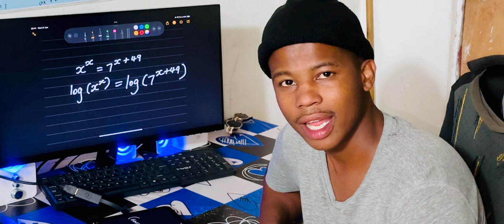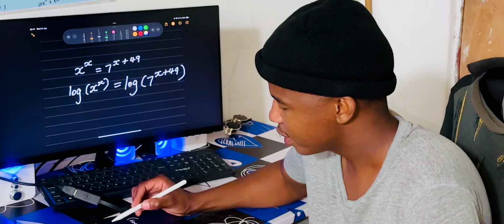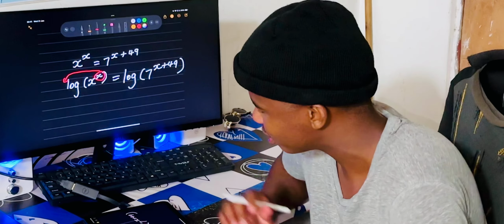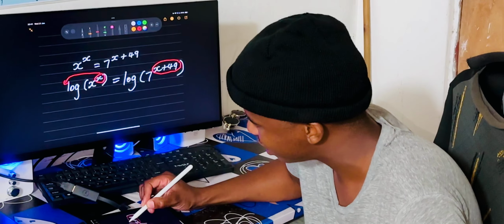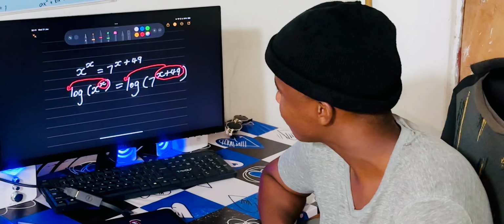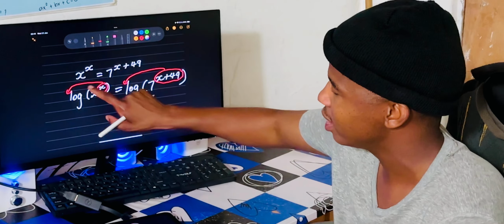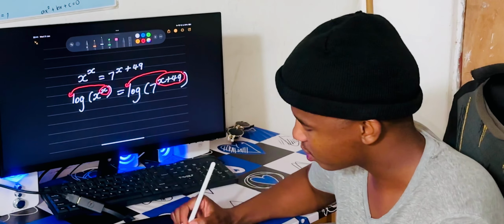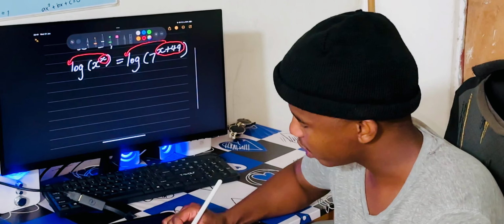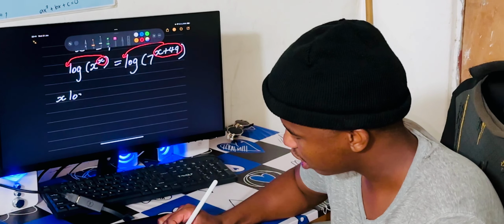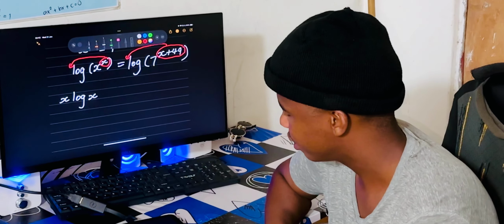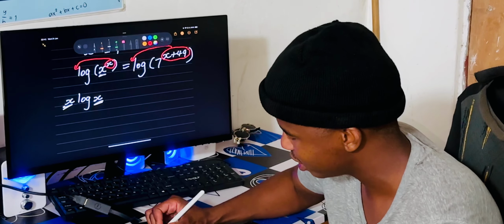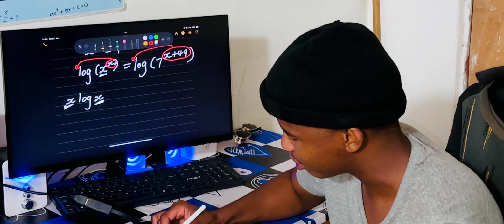Now the law of logs says the exponent can become the coefficient of the log. The exponent can become the coefficient of the log. So now I'm going to take this guy at the back and this guy at the back of the log. Let's do that, ladies and gentlemen. So we have x log x. This x is this one, this one is that one. I'm sure you understand, ladies and gents.